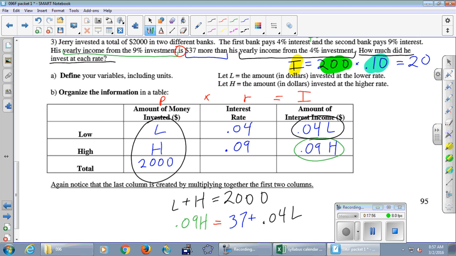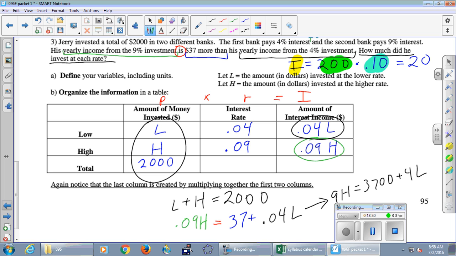One recommendation: if you don't like those decimals in the last equation, what can you multiply that whole equation by to get rid of all the decimals? 10 will move the decimal points one spot over. Multiplying by 100 will move the decimal points two spots over. So as a very first step, if you don't like these decimals, multiply both sides by 100. 9H equals 3700 plus 4L. You might find that easier to work with.